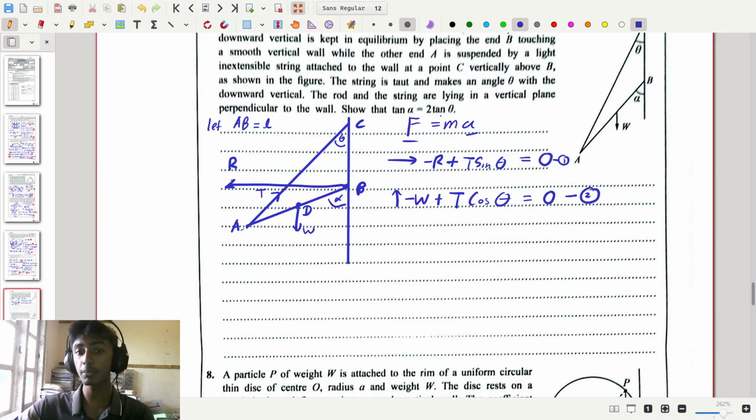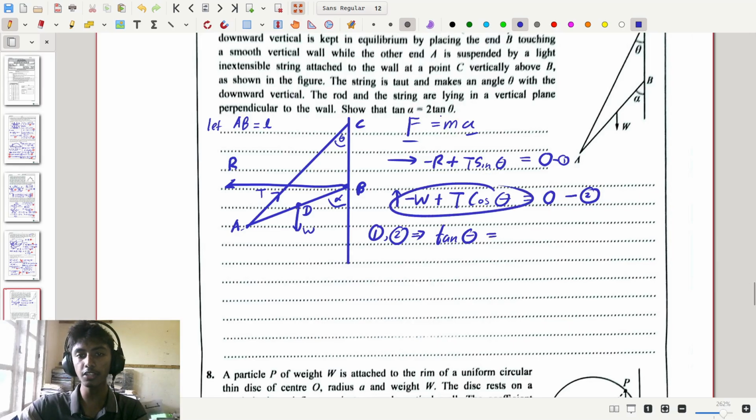Now considering equations 1 and 2, from 1 we can rearrange to T sine theta equals R, and from 2 we can rearrange to T cos theta equals W. Now if we divide 1 by 2, on one side we have T sine theta divided by T cos theta. The T's cancel, leaving sine theta divided by cos theta, which is tan theta. On the other side we have R divided by W. So therefore tan theta is equal to R divided by W. We're going to call this equation number 3.